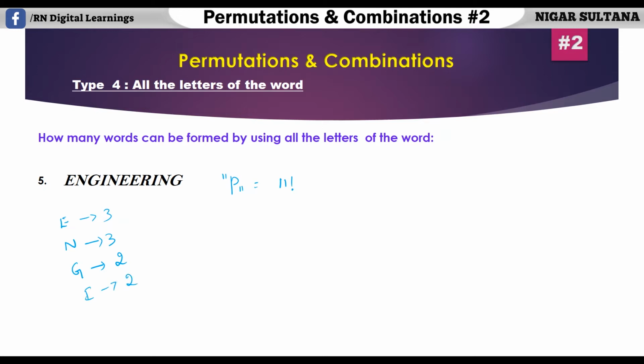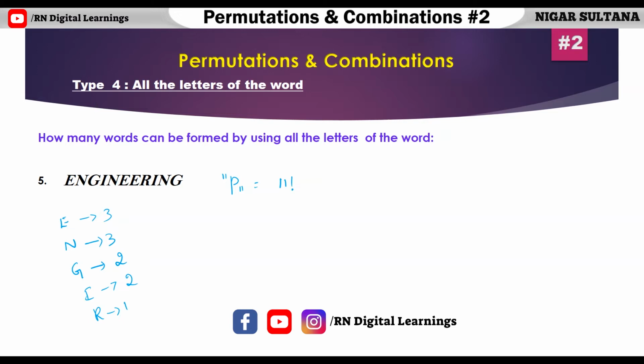Then N is done, E is done. R is once. Yes. After that I is done, N done, G done. Yes. So now let's write all these combinations down.